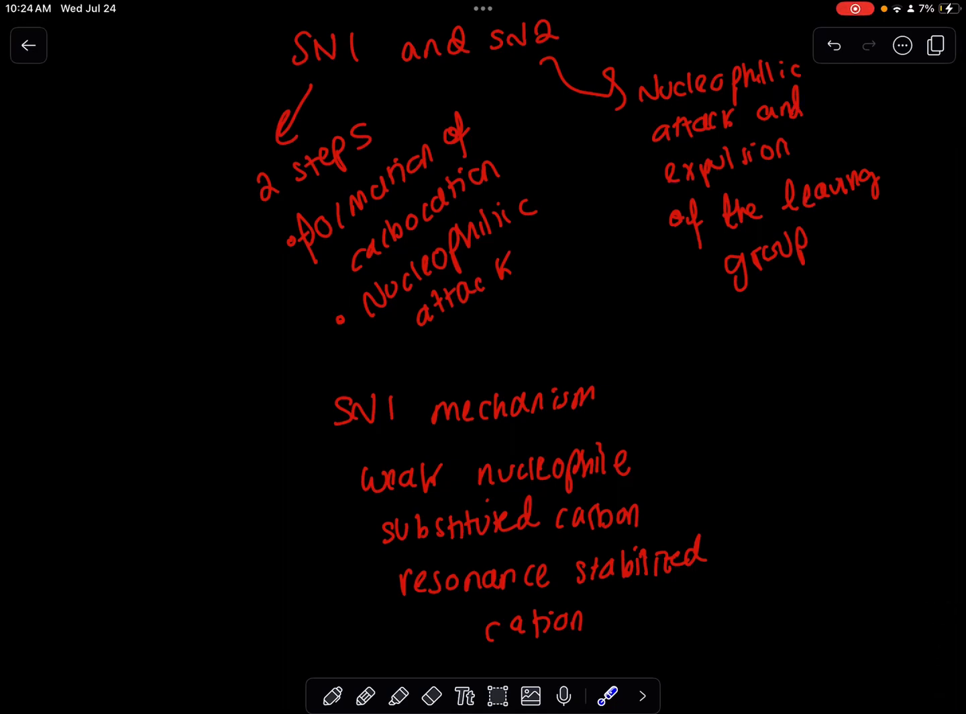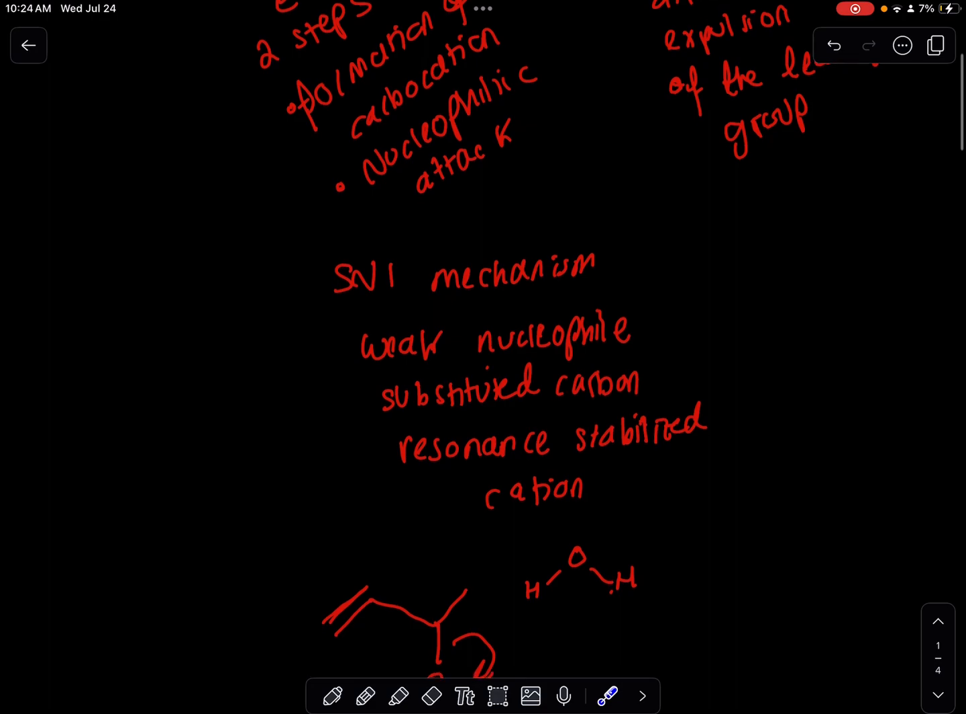Okay, let's begin with SN1 and SN2 reactions. An SN1 reaction is a reaction that occurs in two steps. The first step is the formation of a carbocation. The second step is a nucleophilic attack. An SN2 reaction is a one-step reaction, which occurs by a nucleophilic attack and an expulsion of the leaving group within one step. So we'll touch on those in our examples.